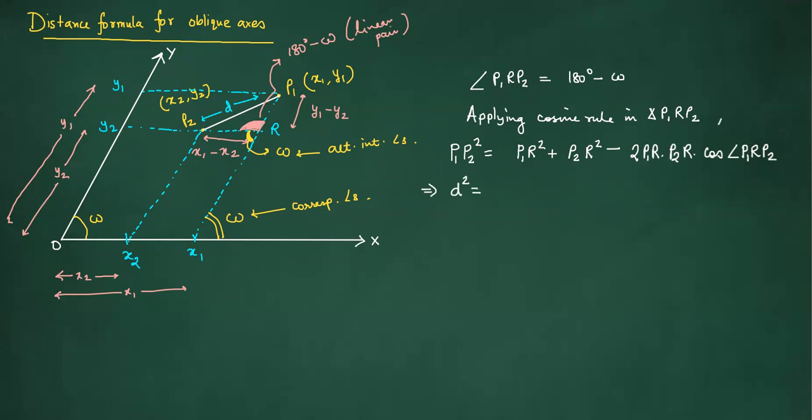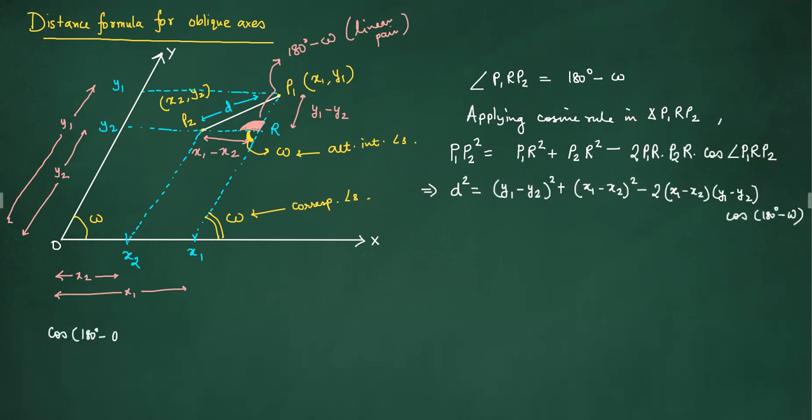P1R is nothing but (y1 minus y2) whole square. And P2R is nothing but (x1 minus x2) whole square minus 2 times (x1 minus x2) into (y1 minus y2) multiplied by cos of (180 degree minus omega). Let me write it down over here: cos of (180 degree minus omega). Now, what is cos of (180 degree minus omega)?